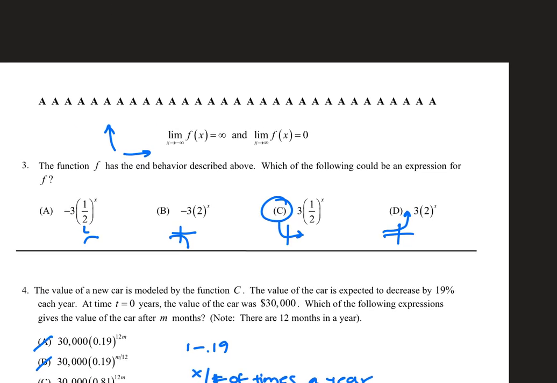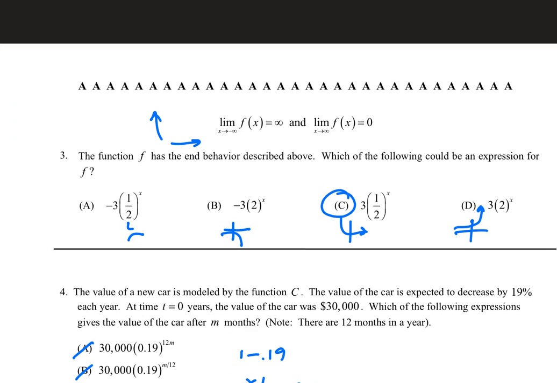So number 3 says the function f has the end behavior described above. Which of the following could be an expression for f? First of all, as it goes to negative infinity, it goes to infinity. That means it's going to rise on the left. And as it goes to positive infinity, it's going to go to 0. That means there's a horizontal asymptote at 0, right? Because otherwise, what would make it stop?